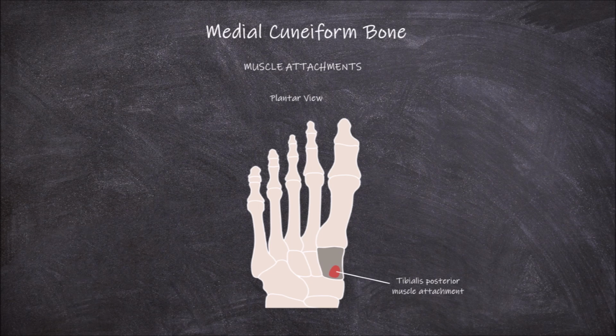A portion of the tendon of the fibularis longus muscle attaches onto the lateral side of the plantar surface of this bone. In addition, a portion of the tendon of the tibialis anterior muscle attaches onto the medial surface of this bone. And that concludes this video on the structure of the medial cuneiform bone.